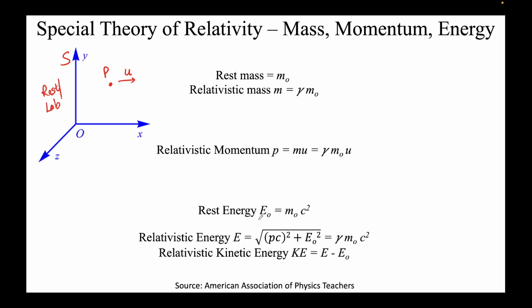Similarly, the rest energy, when the particle is not moving, is equal to m naught c square. However, when this same particle P starts to move, the energy it will have is the relativistic energy, which has a momentum component as well as the rest mass energy component. It's given by the formula square root of Pc whole square plus E naught square, and we can also write it as gamma m naught c square, where again gamma is 1 over the square root of 1 minus u square over c square. Correspondingly, the relativistic kinetic energy will be total energy E minus the rest energy E naught. And this is the E equal to mc square, which I hope you would have seen, the famous mass energy equivalence.